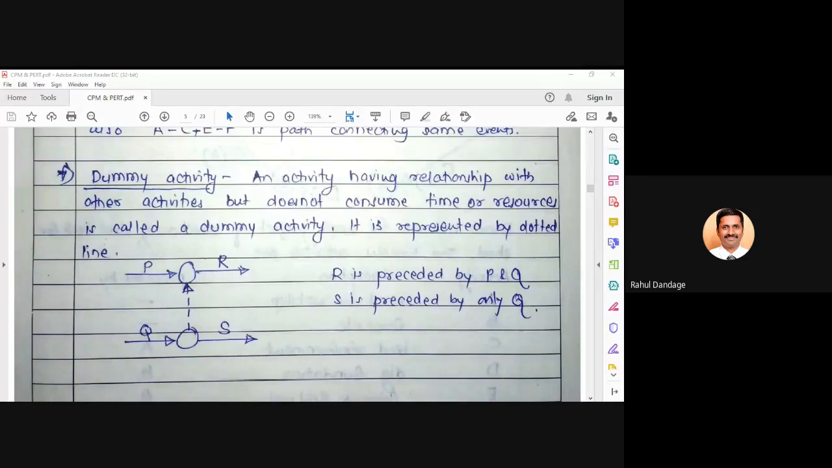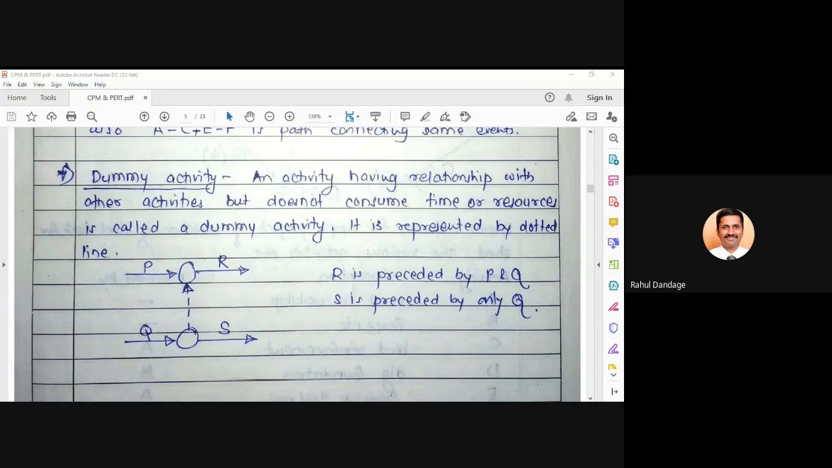Dummy activities are represented by dotted arrows. These are activities which do not consume any resource or any time. As you know, if you undertake any activity, it will require certain resources and a certain time duration. But a dummy activity is not consuming any time and not consuming any resource. So that particular activity is called a dummy activity.